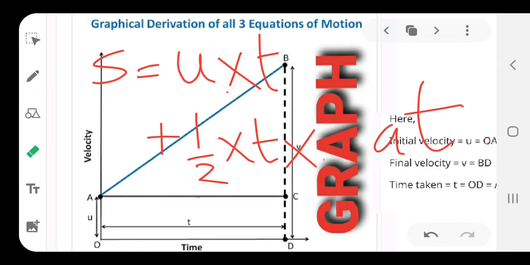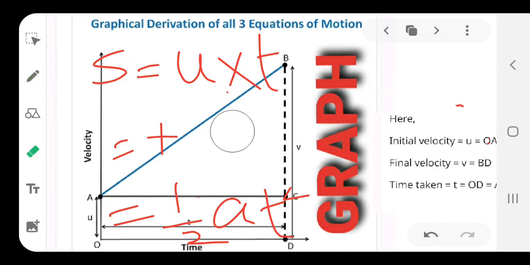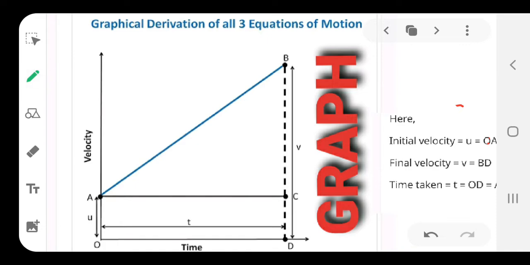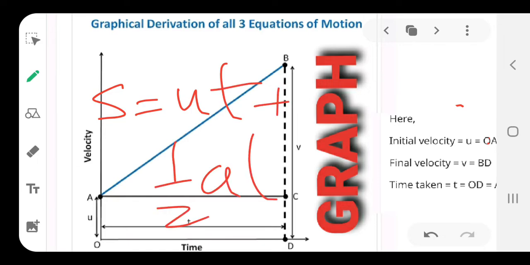Now, just simplify the equation and you get your answer. Here you can see half, then A and T into T. What is T into T? T square. If you solve the whole statement, you will get UT plus half AT square. Now, combine them to get the second equation. So, the second equation should be written down like that: S equals UT plus half AT square.